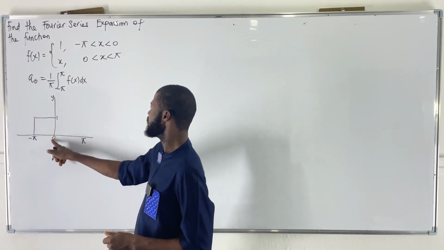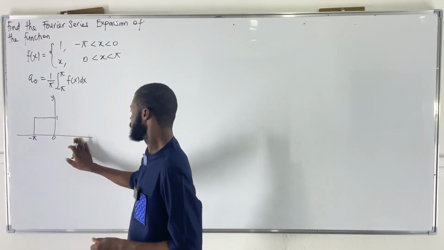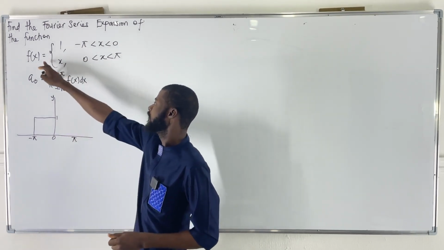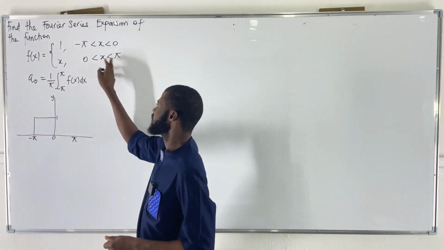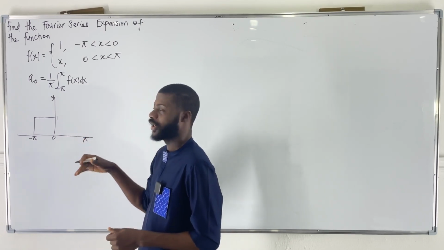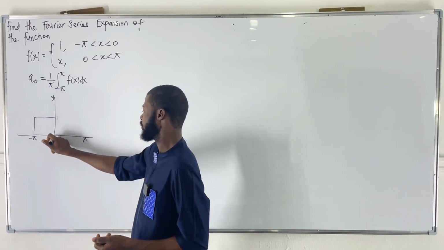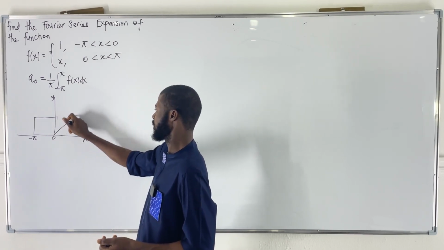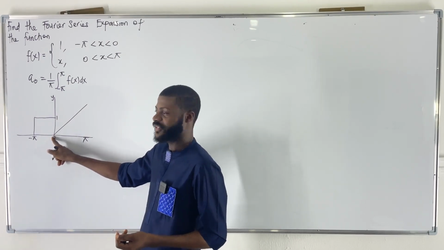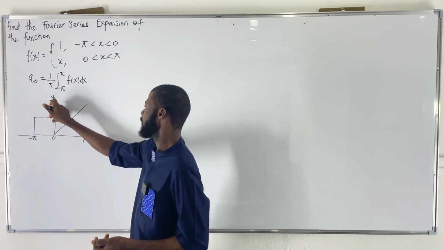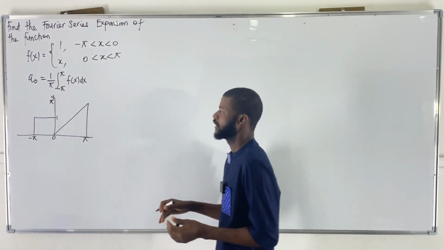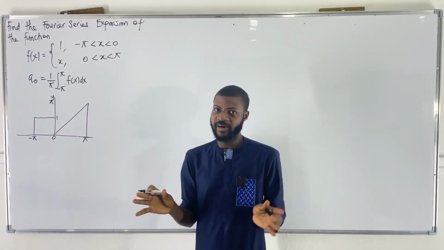Then from 0 to pi, it was at x. Since f of x is equal to x, this means whatever x is, that is what the function would be. And remember that I've done a video on how to graph or sketch functions. So it's just going to be a straight line where at 0, f of x will still be 0. At pi, f of x will still be pi. So we're having something like this if we graph the function very fast.